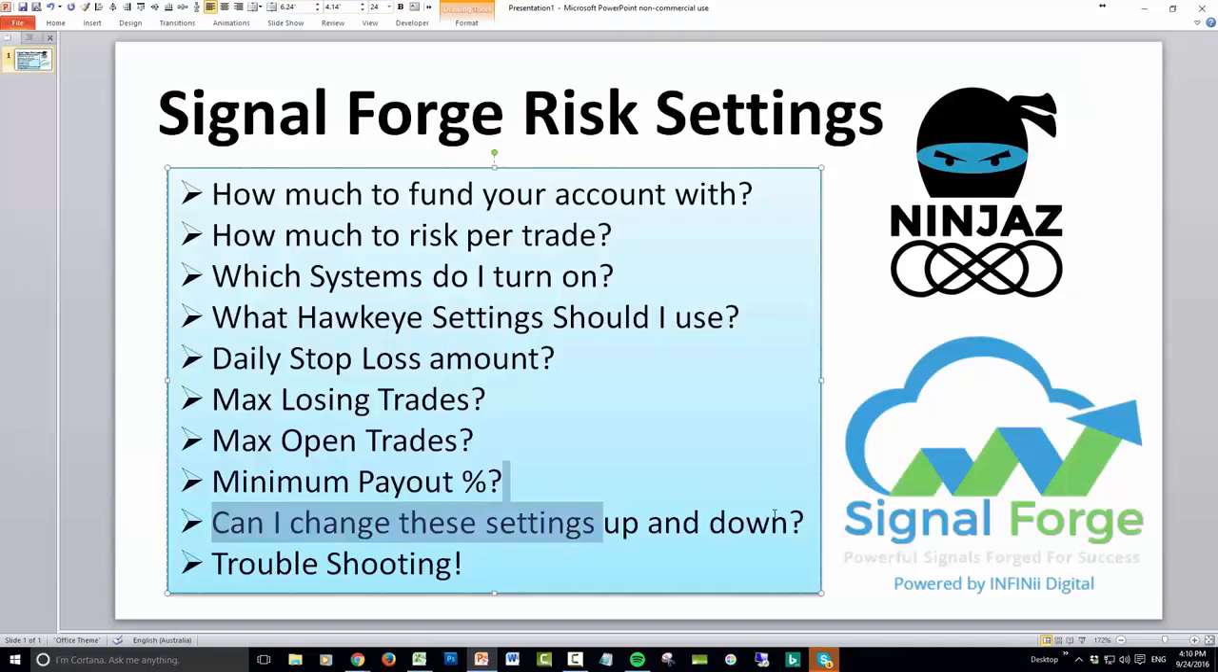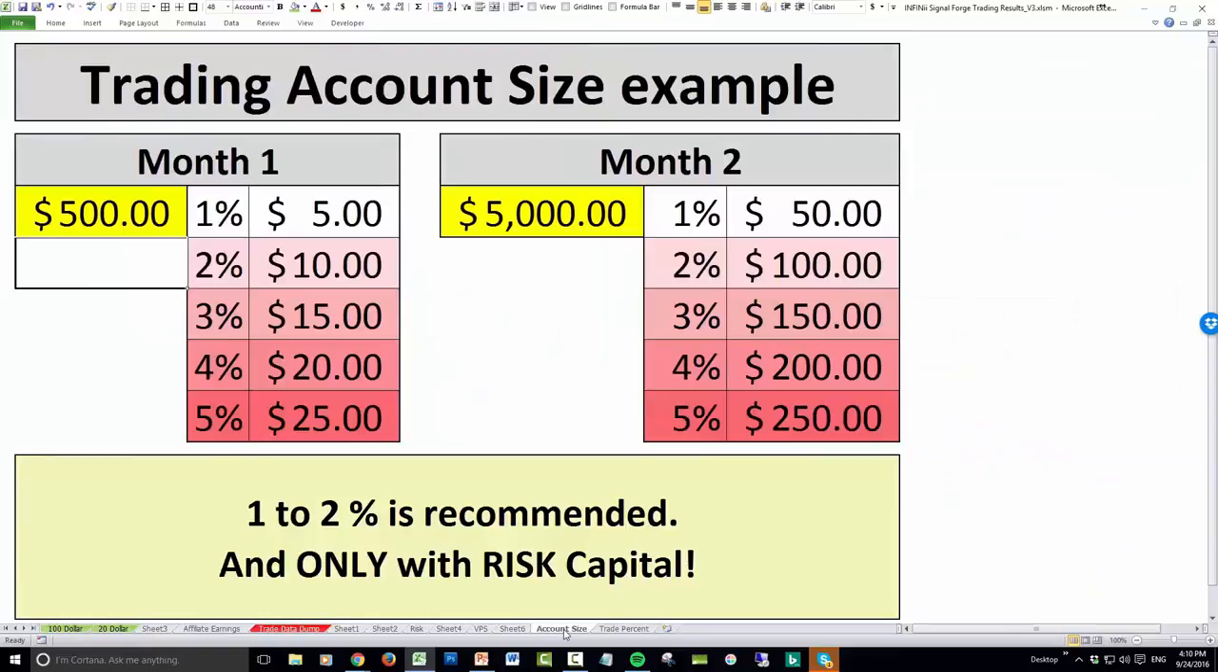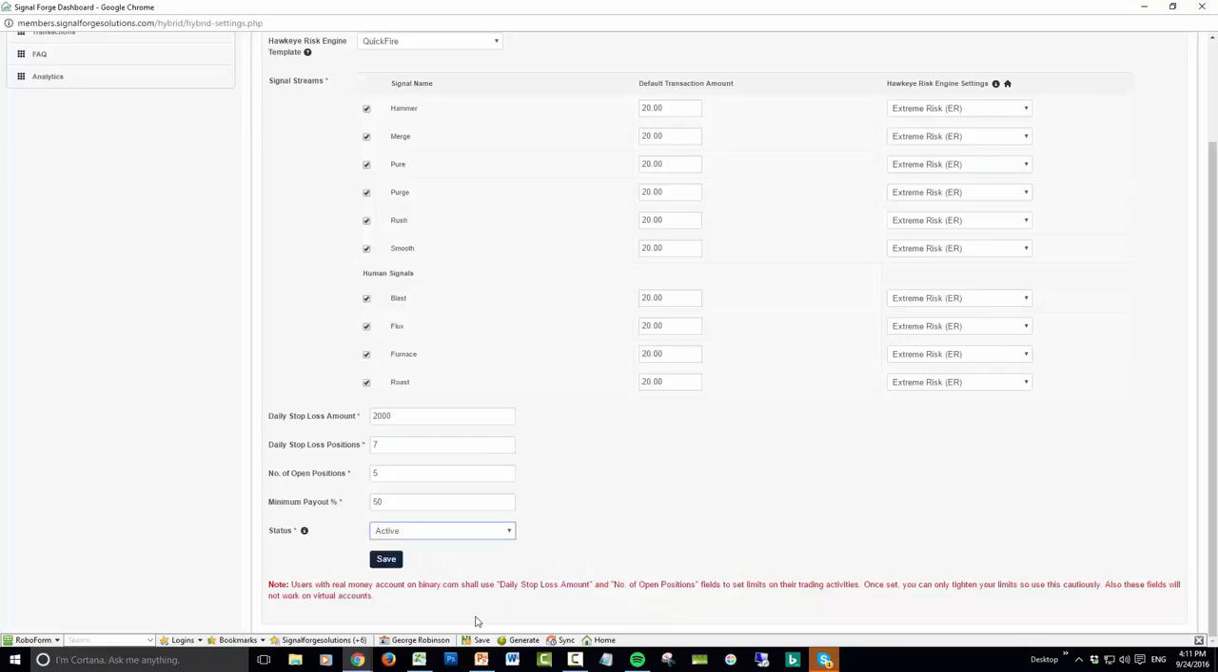Now, can I change these settings up and down? We covered that as well. You can't, and you shouldn't. Also, back to scaling your account size. We've got people that are changing their figures, their daily or their default transaction amount. They're changing this sometimes throughout the day or just at the end of the day.